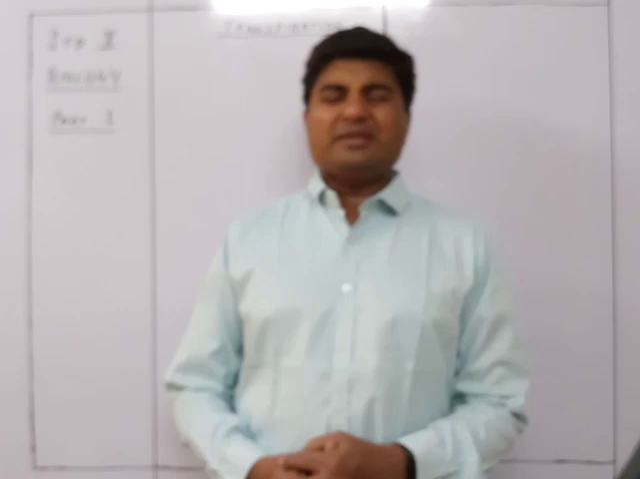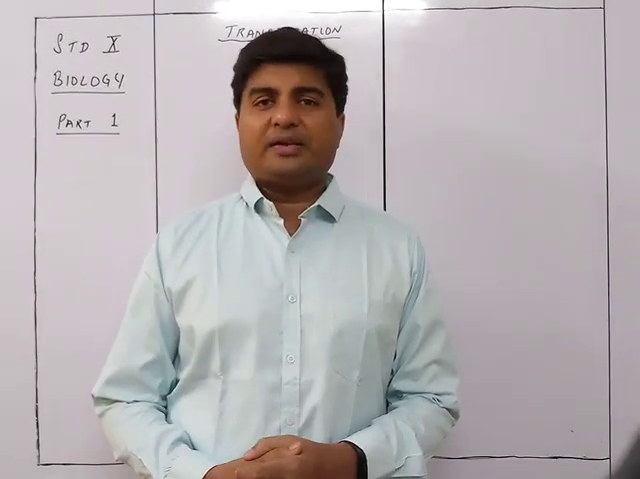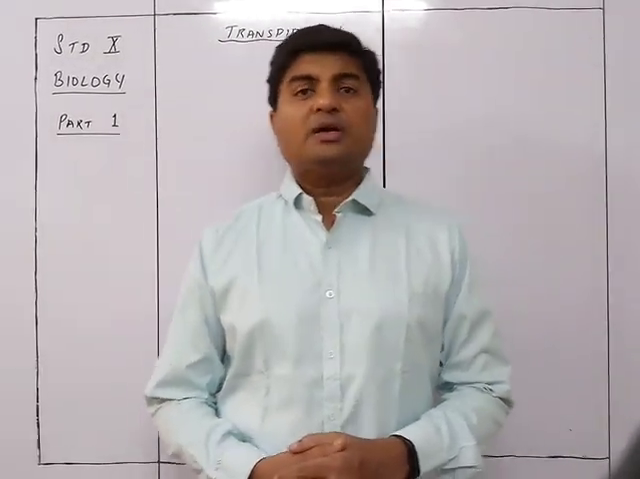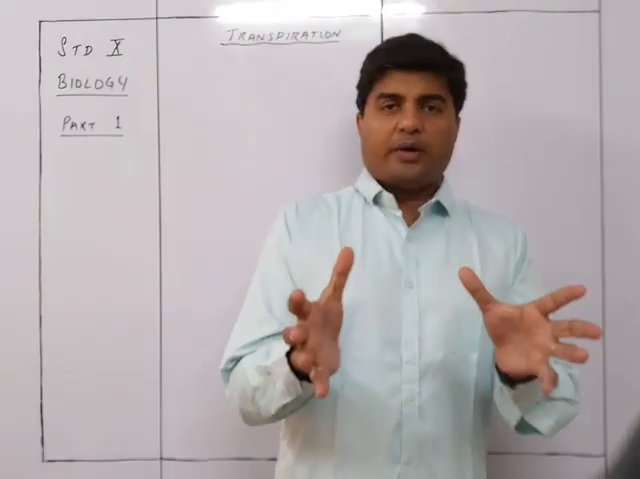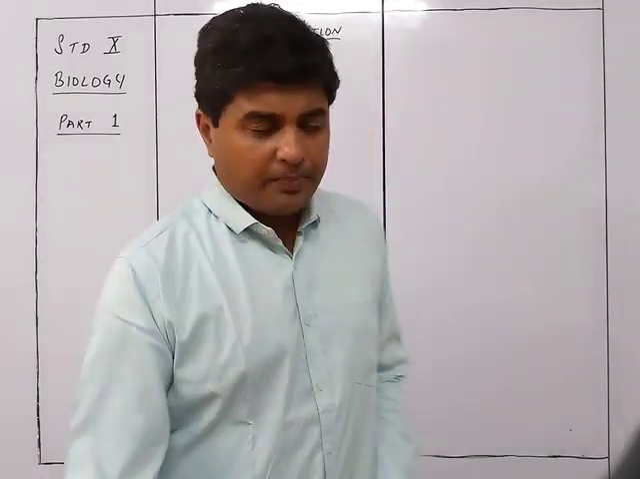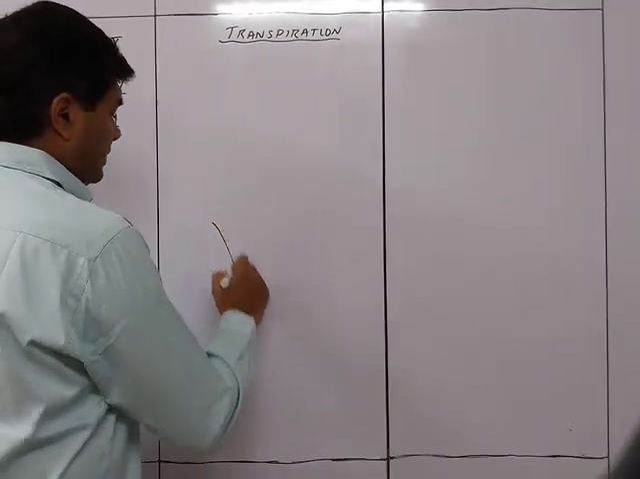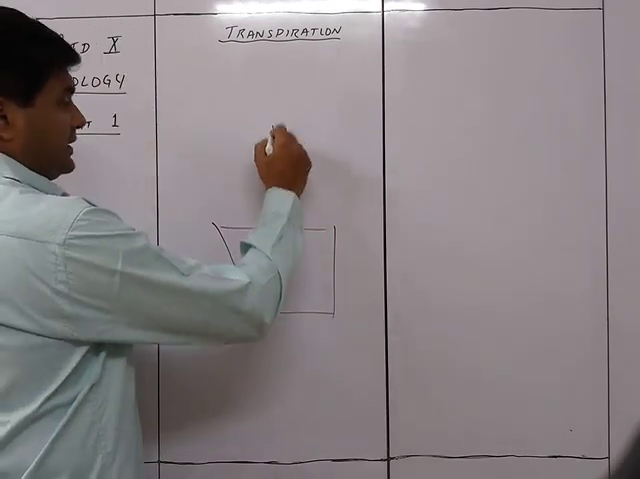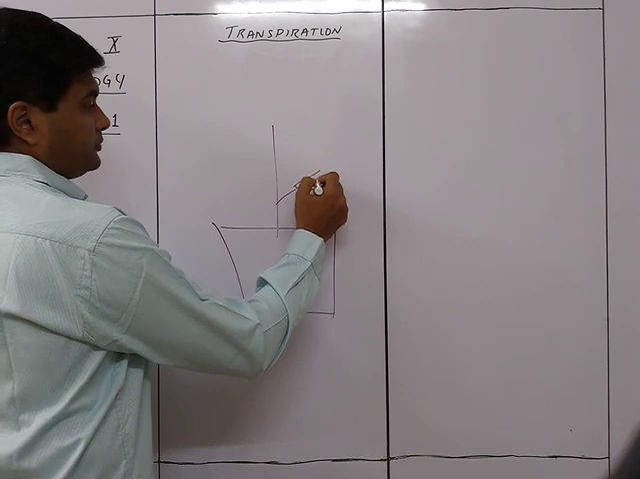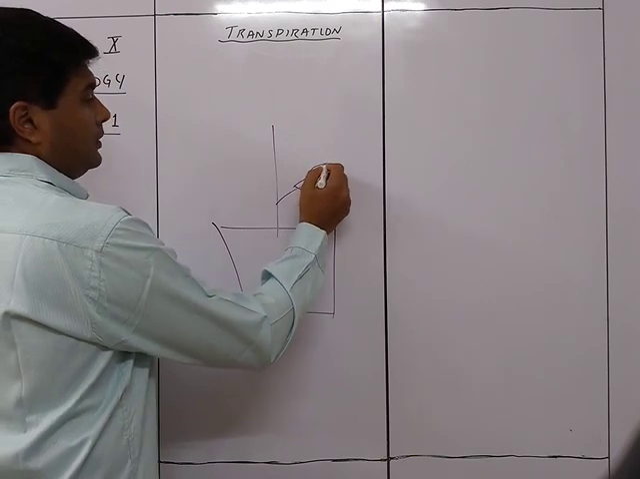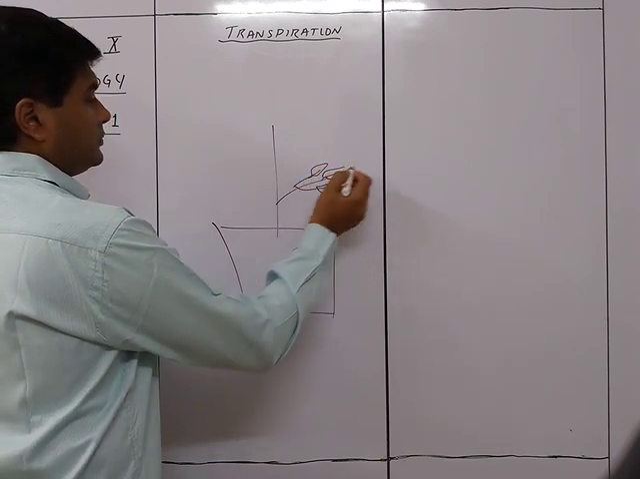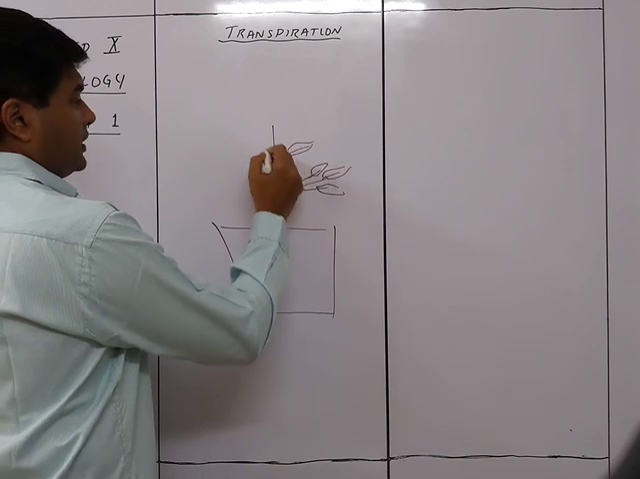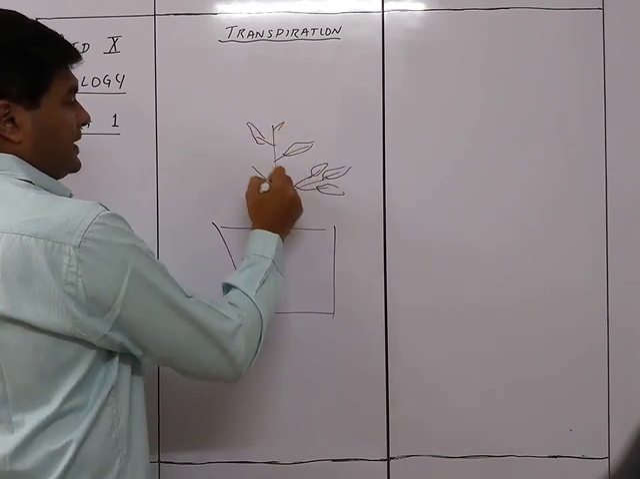Now we have a small experiment to demonstrate this. It is a very simple experiment. We have been doing it from the 7th standard, I suppose, where you take a pot that has a plant. It is a potted plant, and this is the plant we are talking about.